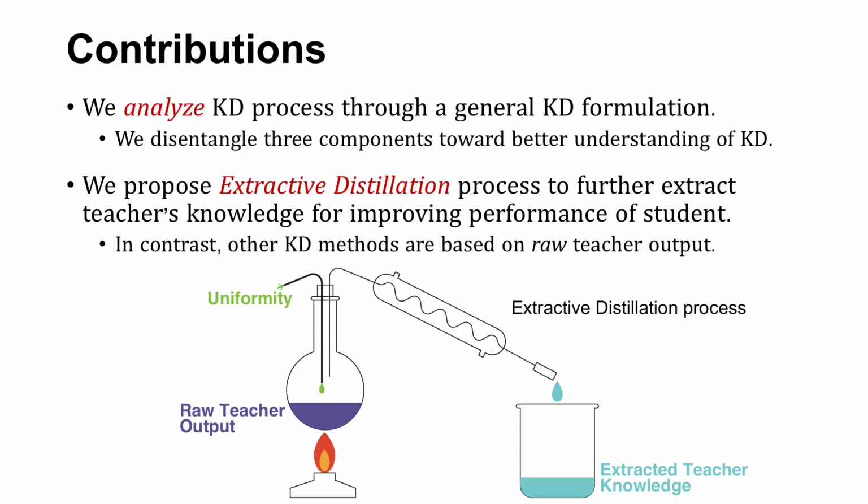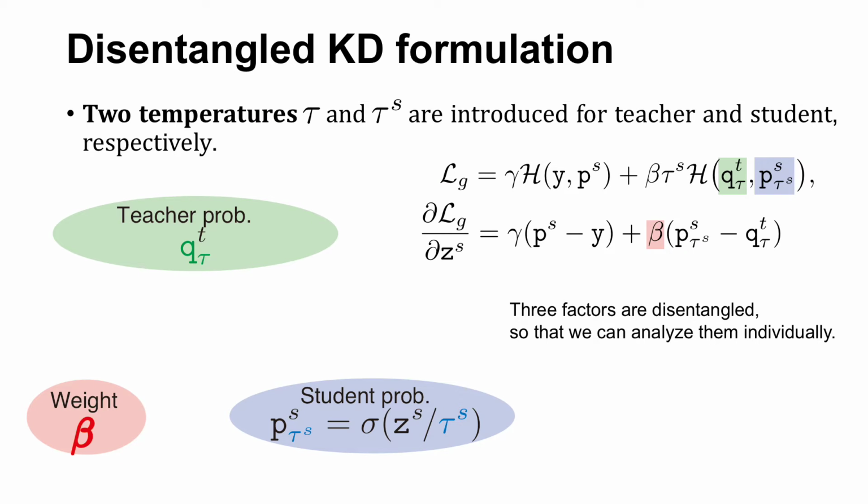In this work, we analyze the KD process by using a general formulation which disentangles three components. Based on the analysis, we propose extractive knowledge distillation. As in a chemical process of extractive distillation, we add the criterion of uniformity to further extract effective teacher's knowledge for improving performance of the student. We introduce a general KD formulation to disentangle three key factors. The point is, two temperatures, tau and tau_s, are introduced for teacher and student probabilities, respectively. Thereby, we can control these three factors individually and analyze them as follows.